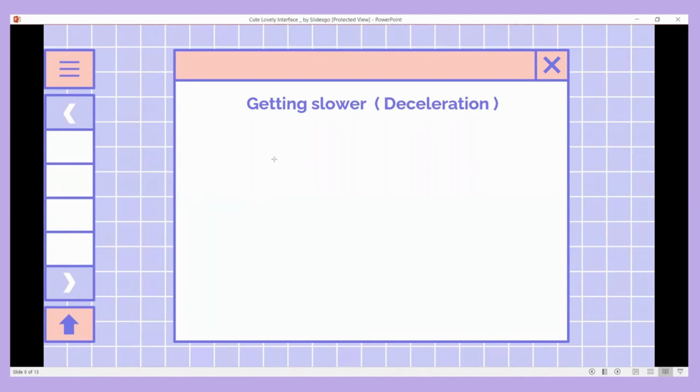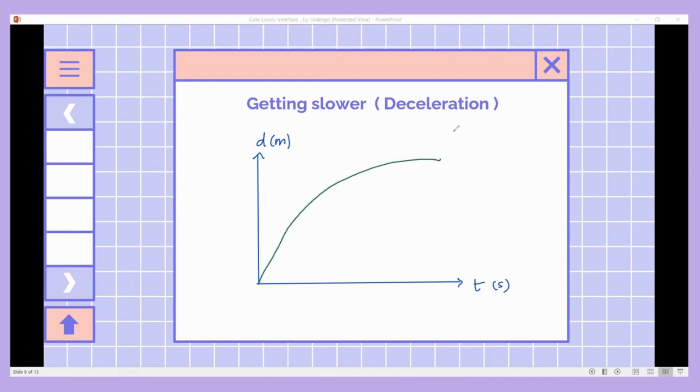Getting slower, the opposite of getting faster, that is deceleration. And when it is deceleration, the gradient has to decrease each unit of time. So the plot should be a plot where the gradient is decreasing each minute. So when the curve is moving towards the x-axis, the gradient is decreasing. And this plot in the dt graph is giving us the deceleration, that is slowing down.